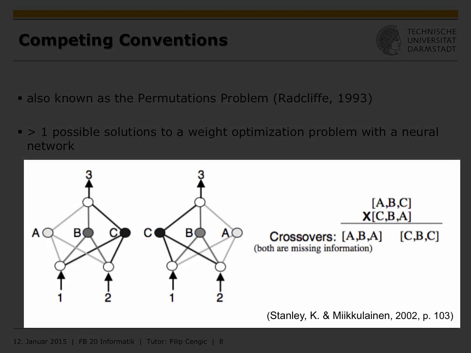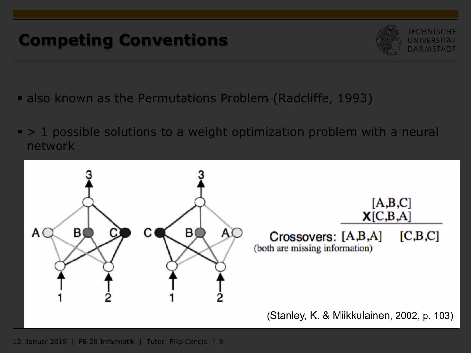Let us have a look at this figure here. This figure depicts the problem for a simple 3 hidden unit network. The 3 hidden neurons A, B, and C can represent the same general solution in 3 factorial ways. This means that we have 6 permutations.